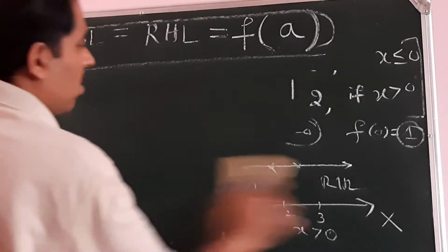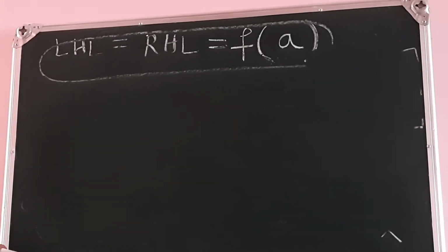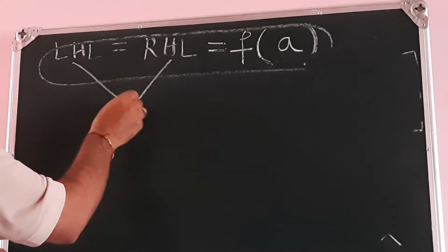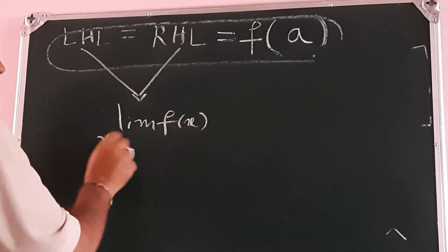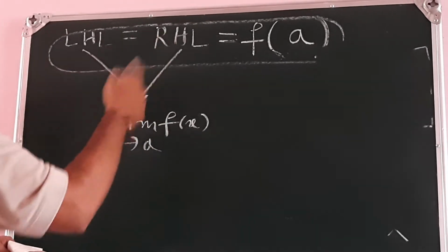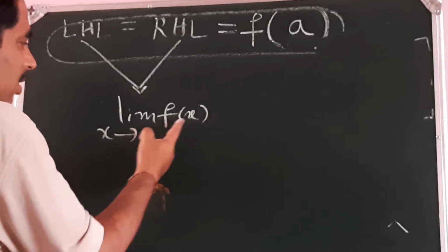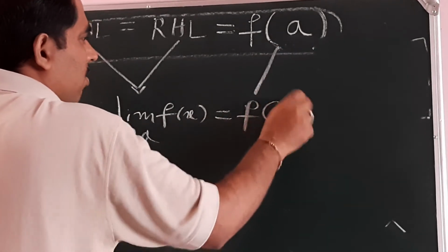How can we understand this here? Left hand limit and right hand limit should be equal means, as we learnt in our previous class, the limit of the function should exist as x tends to a. This means the left hand limit and right hand limit both exist here. So the limit of the function as x tends to a is equal to the value of the function.